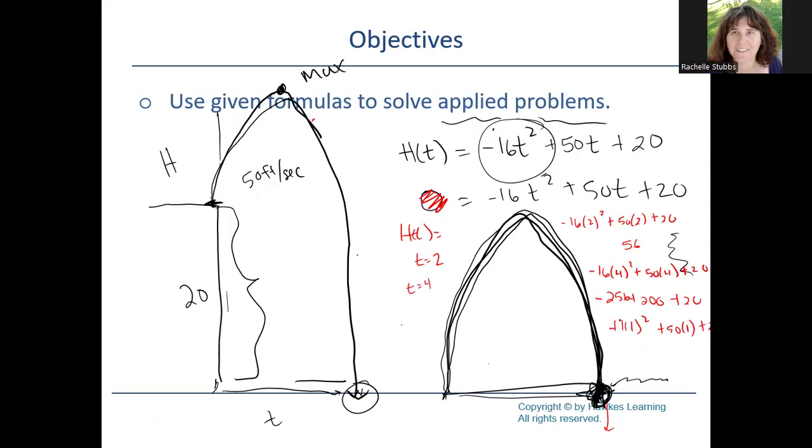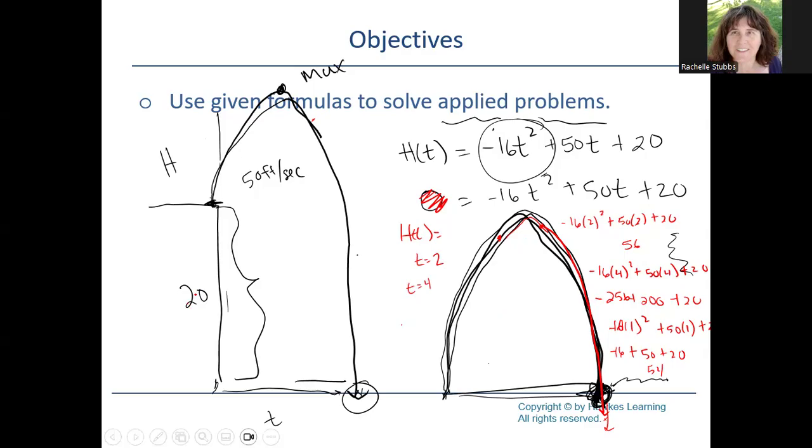This is a negative 16 times 1. 1 squared is 1, so negative 16 plus 50 plus 20 is going to be 54 feet. So at 1 second it's at 54 feet. Maybe it's come up and hit its top and now it's headed down. It's 56 feet after 2 seconds. But after 3, it's hit the ground, hasn't it? And so you can kind of use information like that.